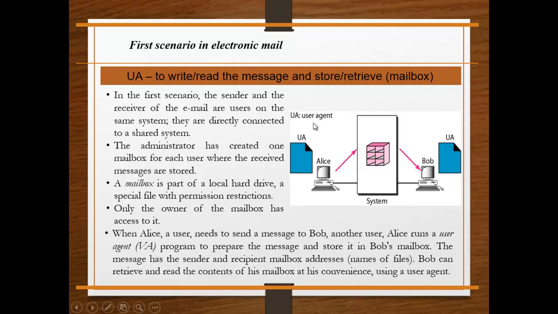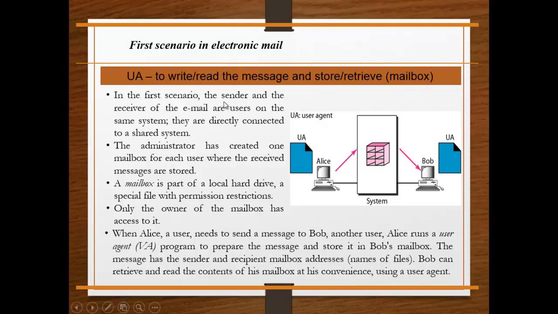In this scenario, we are using an agent called the user agent. Basically, in all electronic mail systems, we have 3 main agents doing the job: user agent, message transfer agent, and message access agent. The first scenario has only the user agent. This user agent writes the mail and puts it in the system. On the receiver side, the user agent takes the mail and helps to read it. So reading and writing, storing and retrieving are done by the user agent.